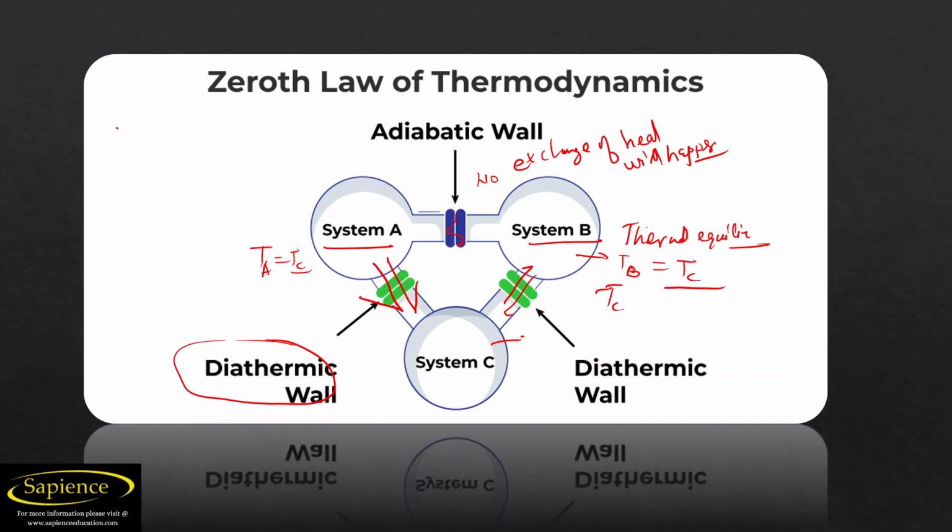Since we have got the temperature of A equal to the temperature of C, and the temperature of B also equal to the temperature of C, then definitely the temperature of A is equal to the temperature of B, right? And this is what the Zeroth Law of Thermodynamics states.